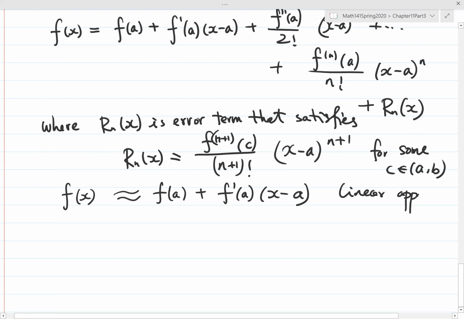Now you see linear approximation, for x near a. Now we want to find how good the linear approximation is. Then we compare the difference f(x) minus [f(a) plus f'(a)(x minus a)]. Okay, so this is the difference of our function f and its linear approximation.